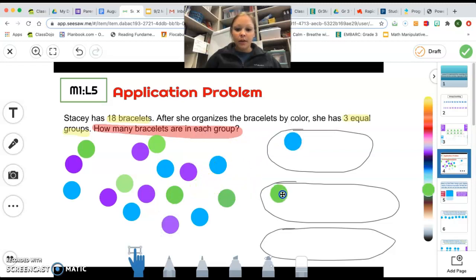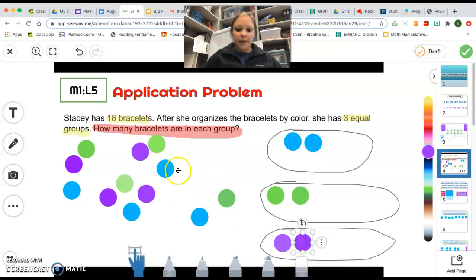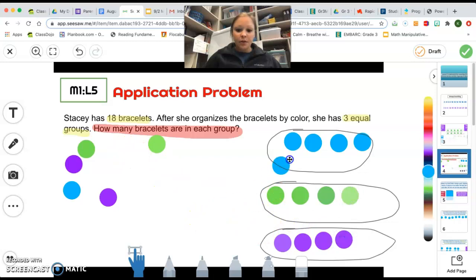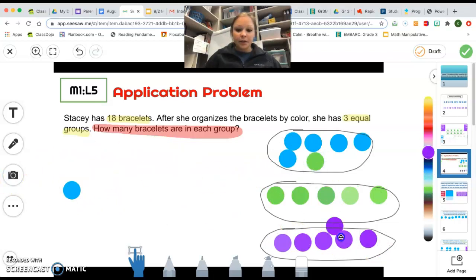So 1, 2, 3, 4, 6, 7, 8, 9, 10, 11, 12, 13, 14, 15, 16, 17, oops, I put the green one in the blue box, 18. So, I have 18 total bracelets.